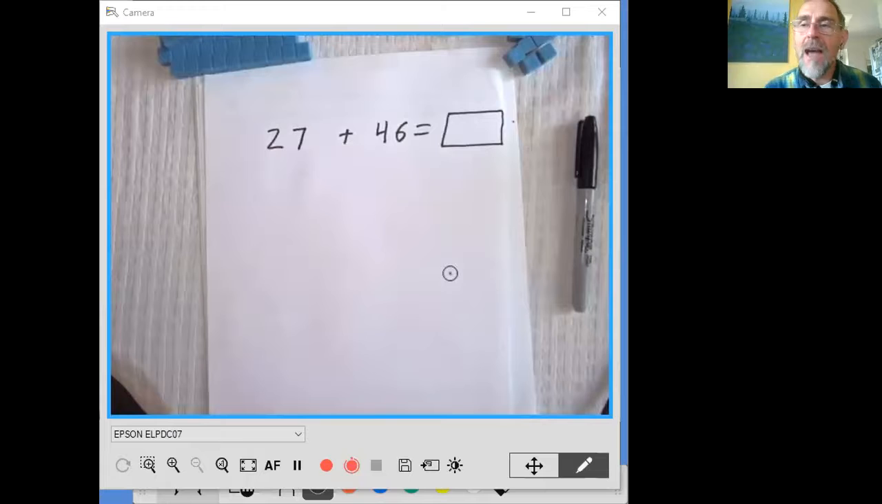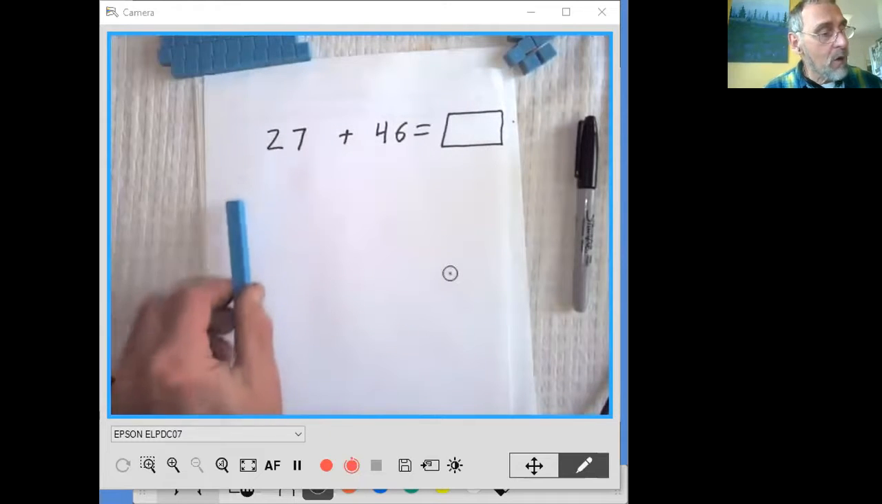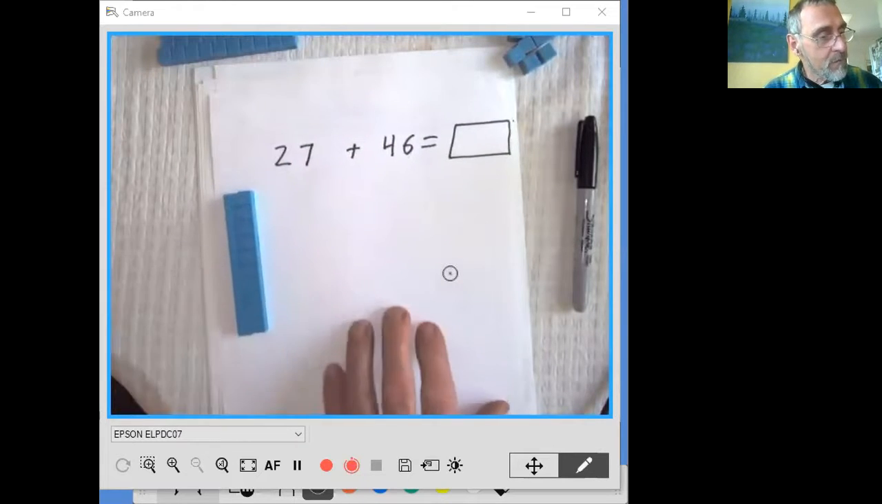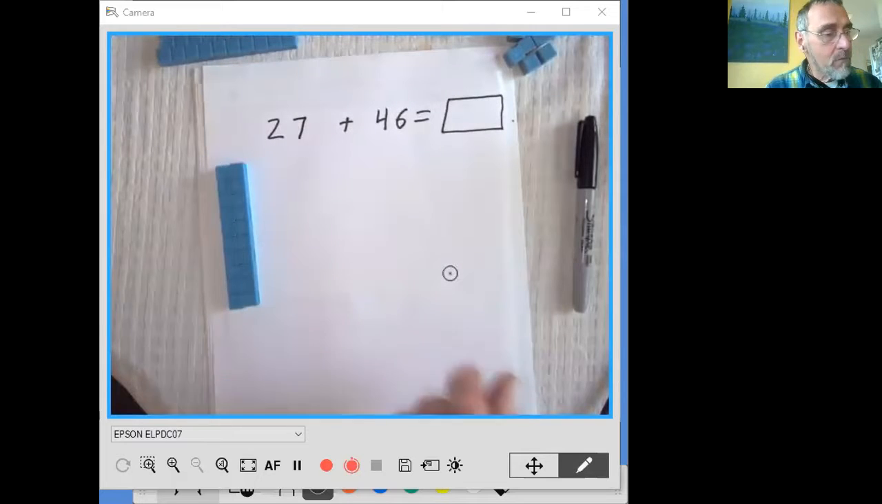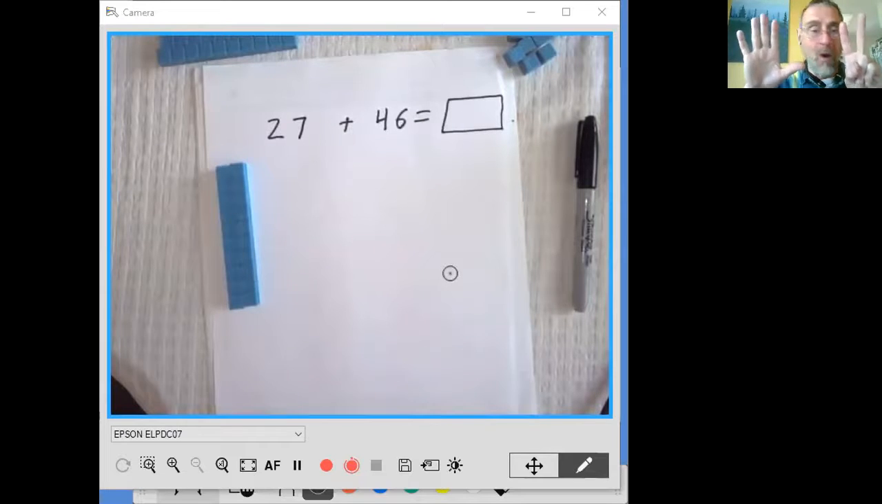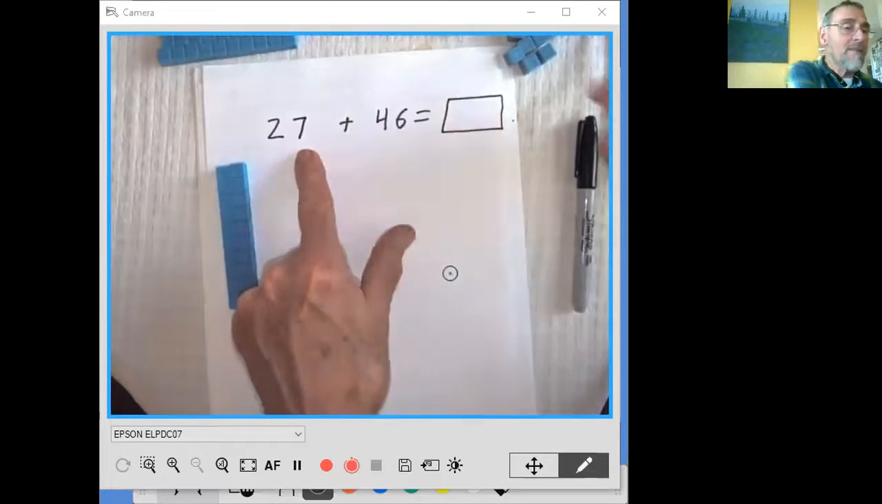So in 27, how many 10s do I need to build the number 27? Did you say 2? That's correct. So I'm going to put 2 10 sticks. And how many ones do I need to finish it out? That's right. If you said you need 7 ones, you're right. The number on the right stands for ones.